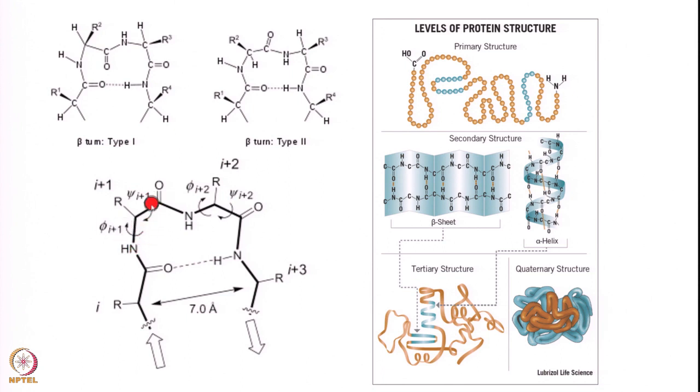So, therefore, these two torsion angles, which are called phi and psi, are there for every amino acid residue, and that determines the variety of structures that can be formed by different combinations of these phi and psi torsion angles.